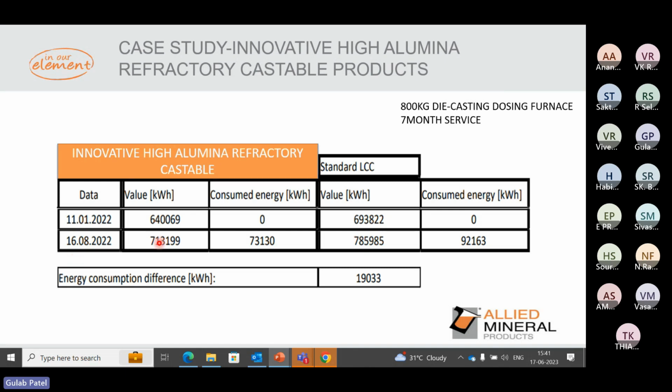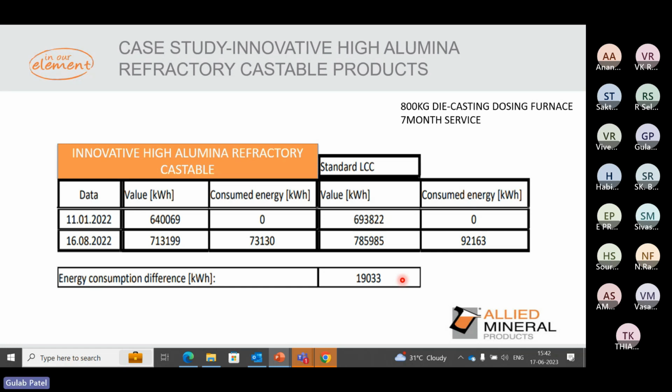And after 7 months of the operation, this much is the reading, and you can see the consumption of the energy. When we differentiated how much energy has been consumed between both the standard as well as the innovative high alumina castables, we have seen a significant difference of about 19,000 units less with the innovative high alumina refractory castable against the standard castable.